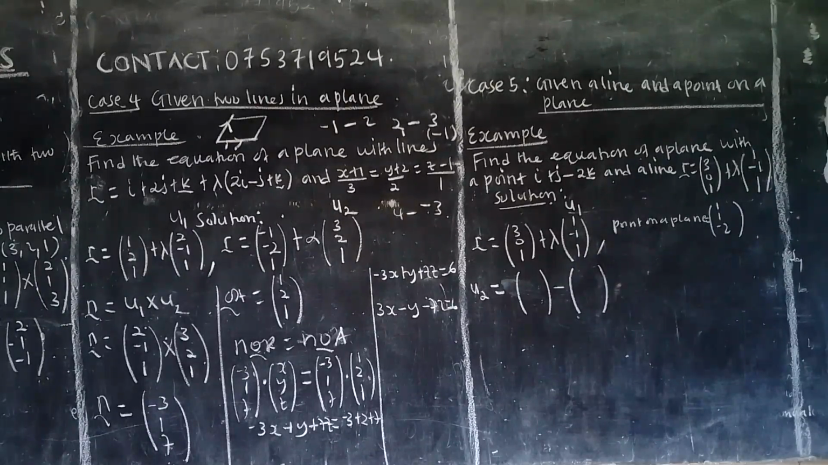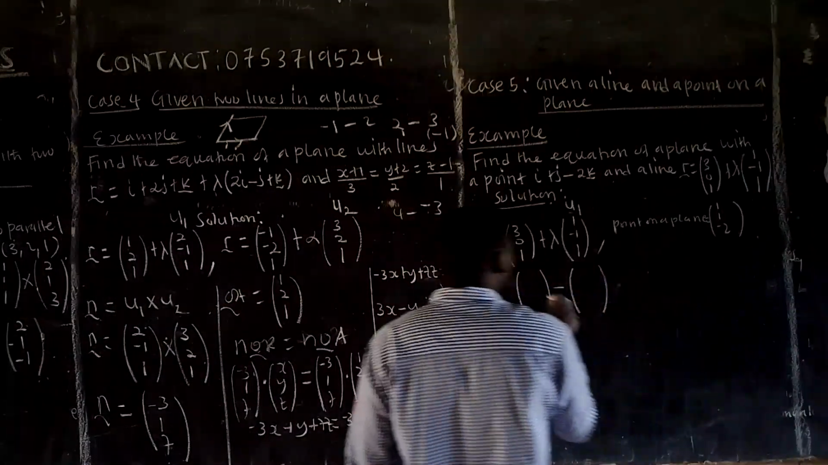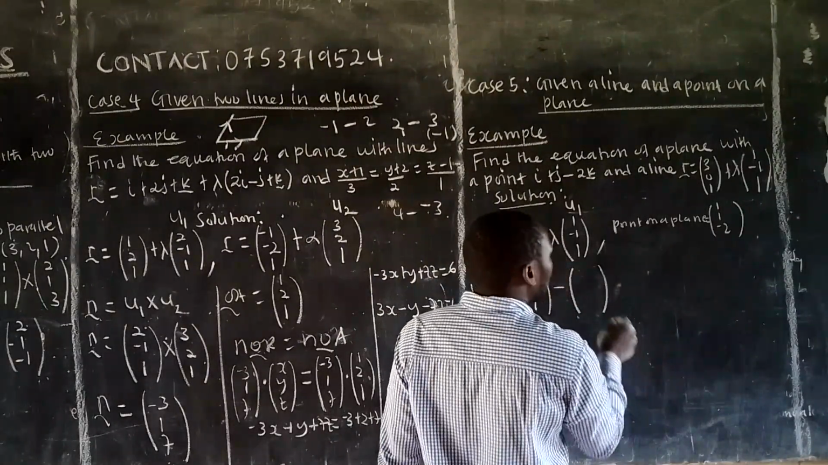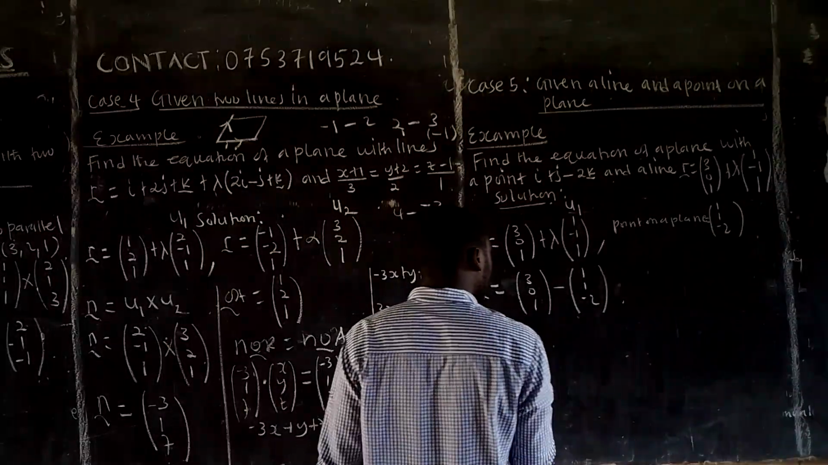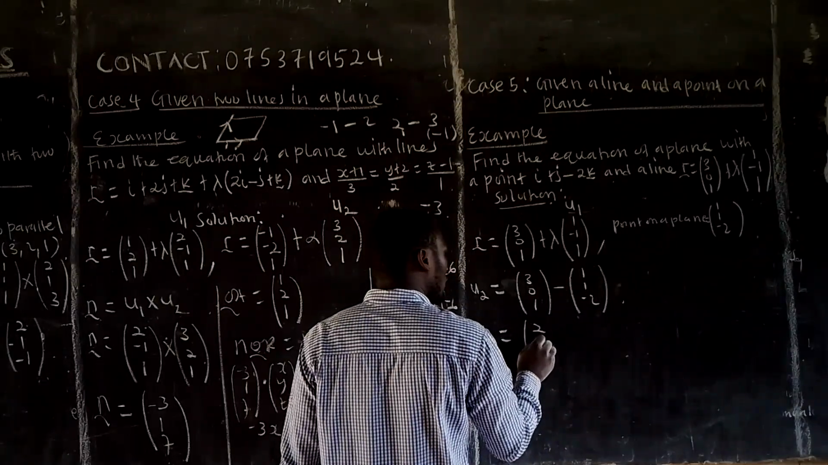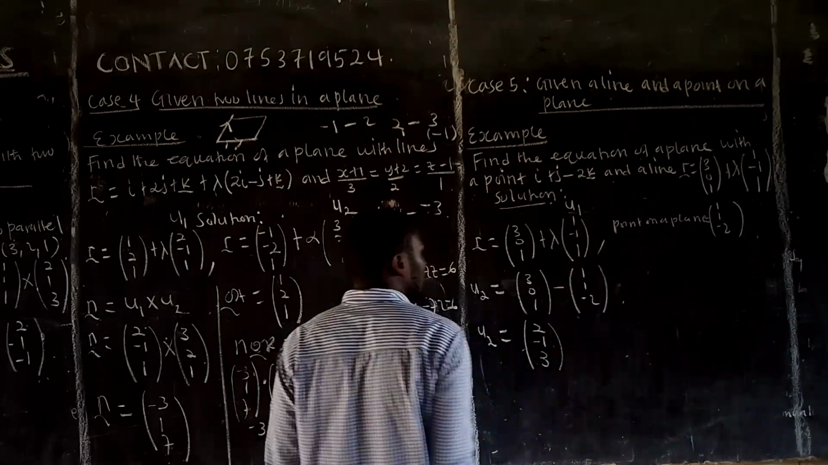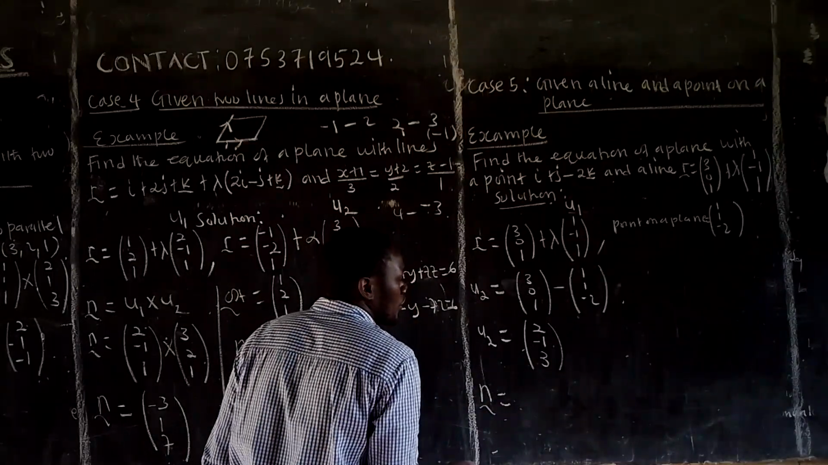Let's start with the point on the line minus the point on the plane. The point on the line is (3, 0, 1), minus the point on the plane, which is (1, 1, -2). So this will give us u2. What will be your u2? Here u2 is 2, -1, and 1 minus -2 is 3. That's my u2.